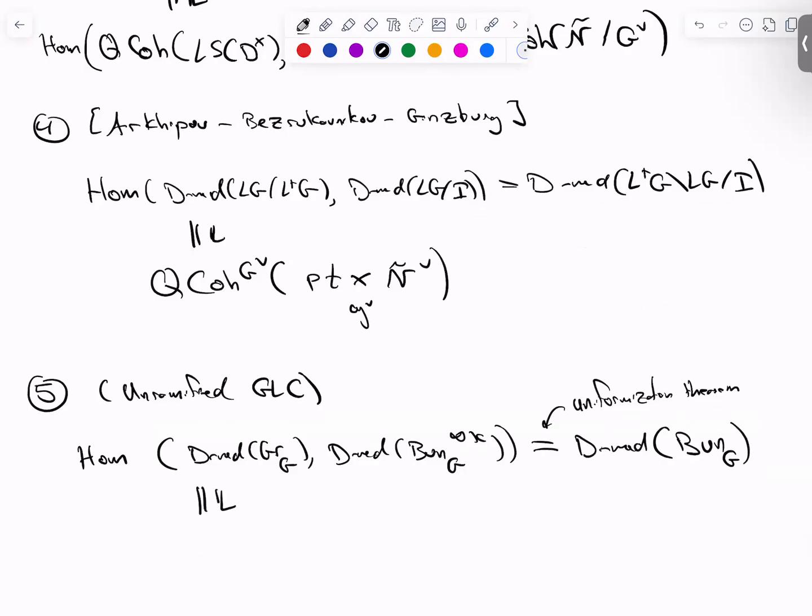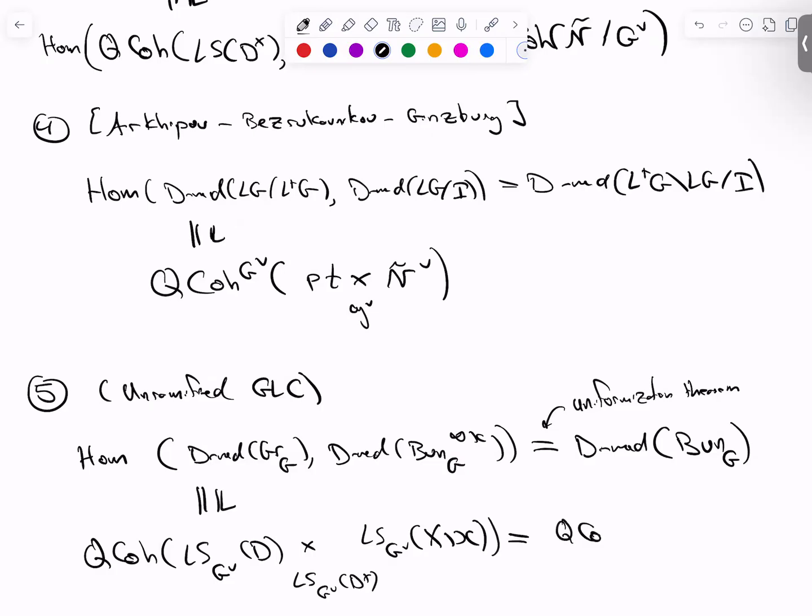And now on the Langlands dual side, what we have is quasi-coherent sheaves of local systems of G check on the disk times local systems on the punctured curve over local systems of the punctured disk. And this is precisely just quasi-coherent sheaves of local systems on the curve. And yes, this is without any decorations. This is exactly the statement of geometric Langlands. Okay, I'll stop here.